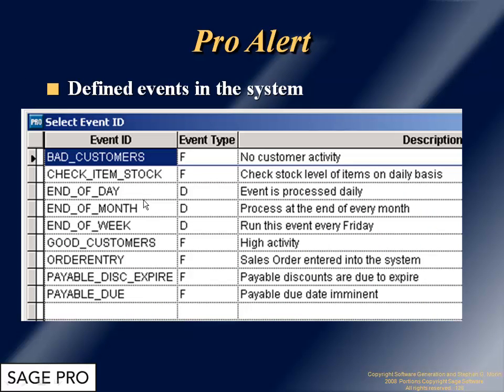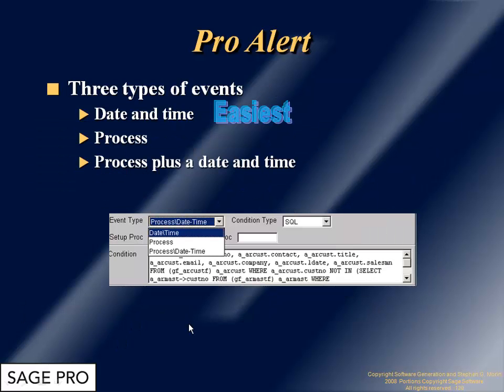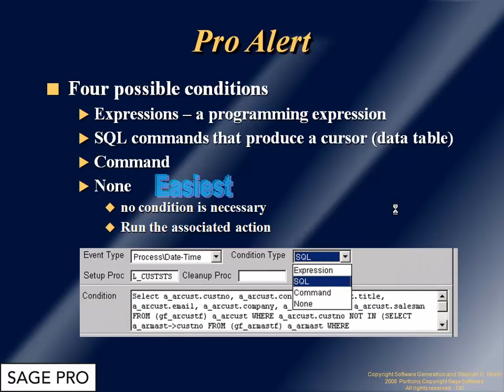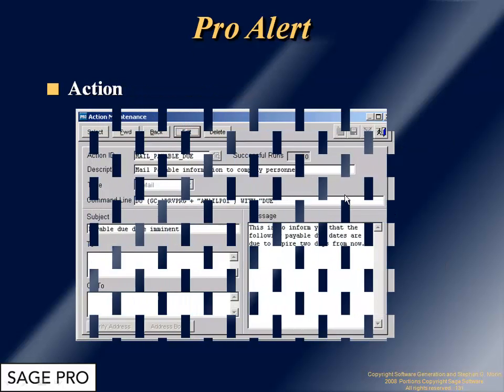And there are 3 types of events: date, time, process, or process plus a date and time. And then there are 4 possible conditions you can have, and it finally ends up that it takes some action, like does a mail payable due or something. Anyway, it's a robot in the system.